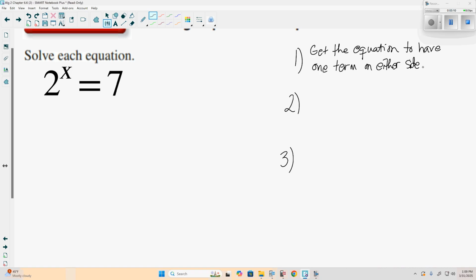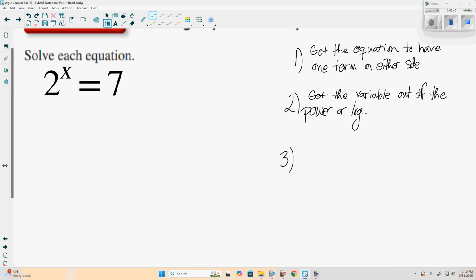The second one is to get the variable out of the power, out of the exponent, or log. We want to get the variable out of the exponent or exponents and out of the log or logs. We need to get it out of both so that we can solve this.